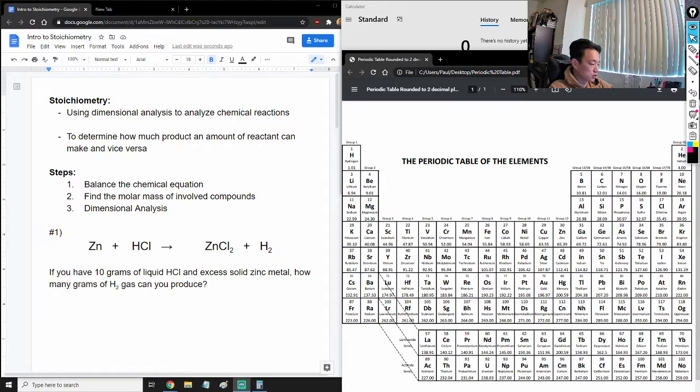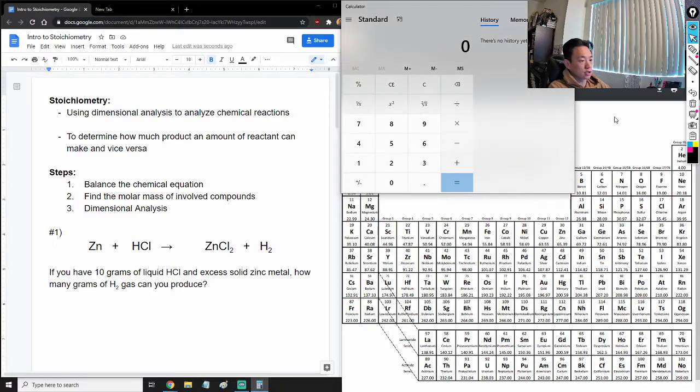Alrighty guys, so for today's lecture we are going to get into a topic called stoichiometry. Now before we get started, you're going to need a couple things for today's assignment. You're going to need your periodic table, as you guys can see on the screen, and you're also going to need a calculator. So just make sure you have those two things available while you guys are taking notes.